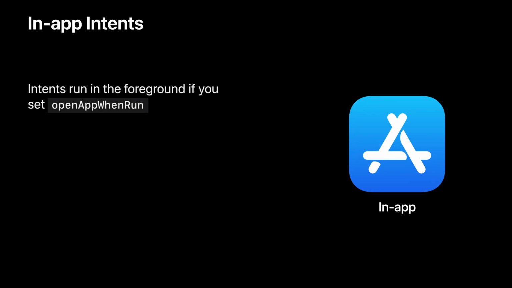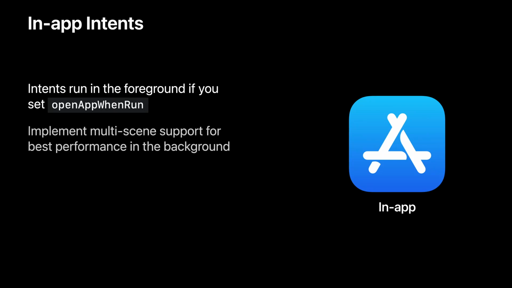Your app can be run in the foreground if you implement open app when run on your intent to return true. Otherwise, it'll be run in the background. When running in the background, your app will launch in a special mode without scenes being brought up to maximize performance. In fact, if you implement background app intents in your app, we strongly encourage you to also implement scene support.